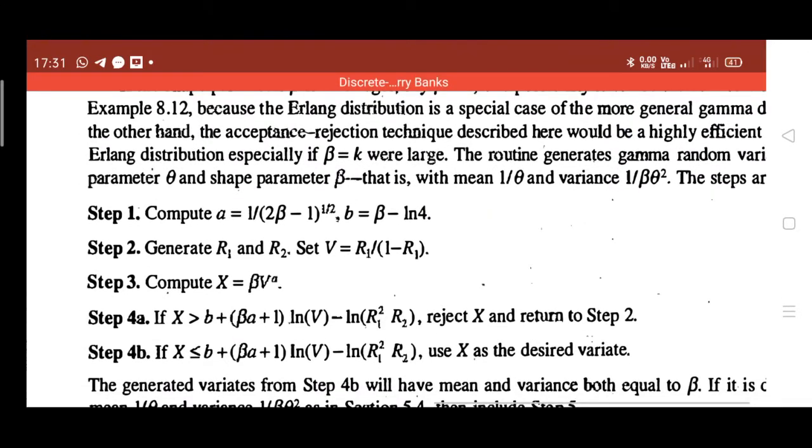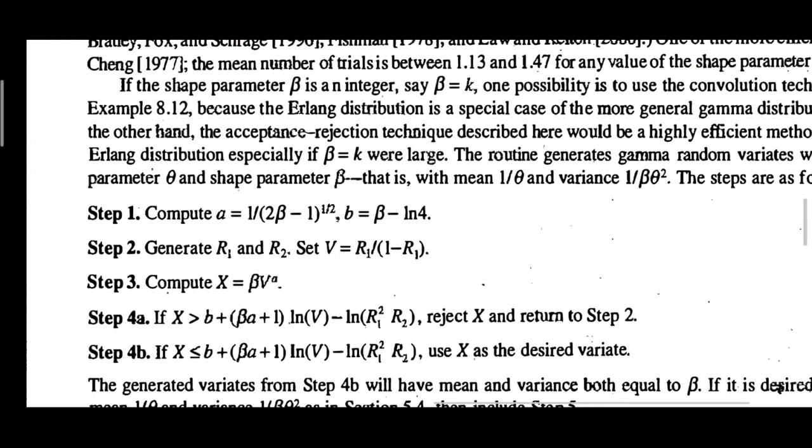The steps of the gamma distribution: it has 4 steps. First, you have to compute a, which is equal to 1 by the square root of 2 beta minus 1, that is, to the power 1 by 2. And b equals beta minus log to the base e, or ln, of 4.